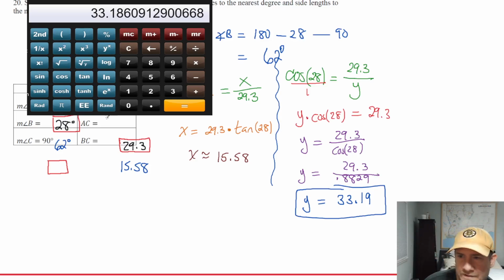Oh, let me put that in the box, I guess, so we have a full box. So y is AB, so 33.19. And then the 15.58 went in here too. Down here, right? I don't know. Everything got messed up when I moved it, but that's okay. But that's it. That's the end of your review packet, I think.